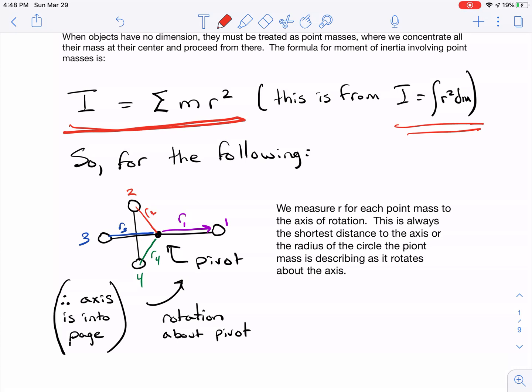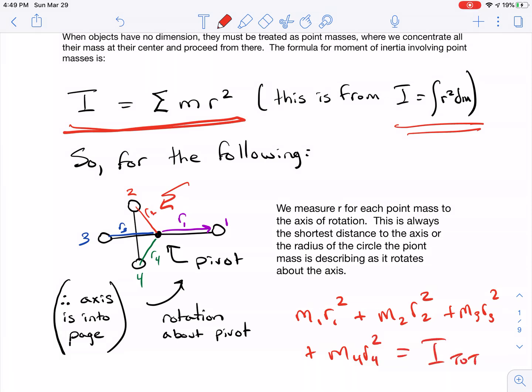So in your mind, you want to label each mass 1, 2, 3, 4 and go around figuring out what each one is going to add up to. Mass 1 is going to be m1 times r1 squared plus m2 r2 squared. We don't know what that r2 is from this picture, but can you see that the r2 right there is not straight down? It's on a diagonal too, so you'd have to know some angles to figure that out. And then you go on and do the same thing. You're going to add on m3 r3 squared plus m4 r4 squared, and that will equal I total for the system for those 4 point masses.